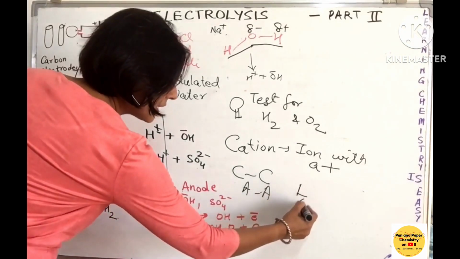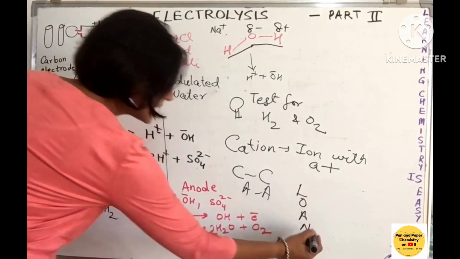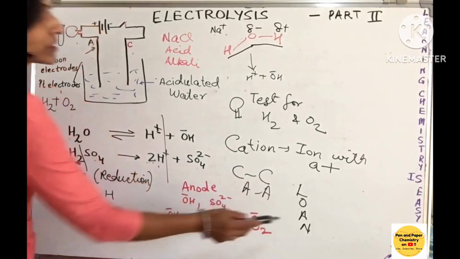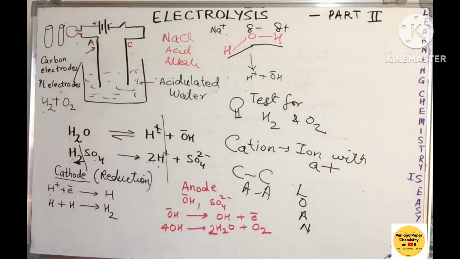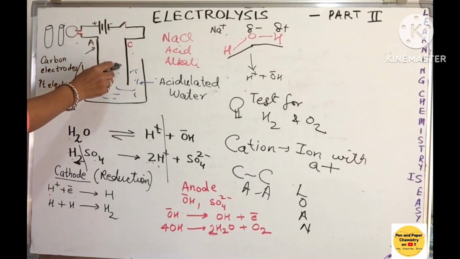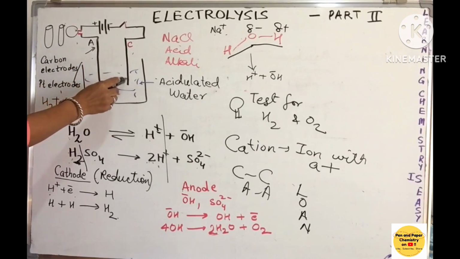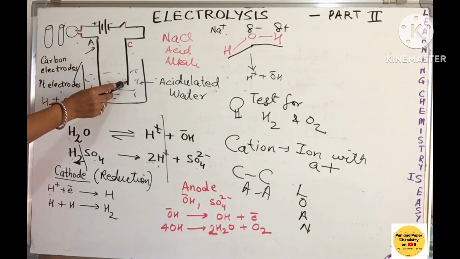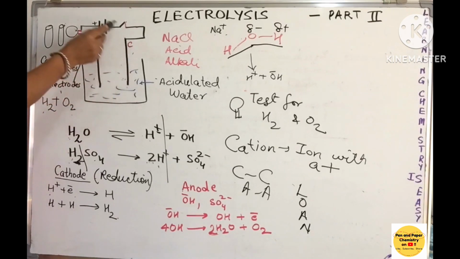Again I come back to the simple mnemonic, that is LOAN. Left hand side, oxidation, anode. Oxidation always takes place at the anode, because here the electrons are being supplied at the anode, whereas electrons are being consumed at the cathode. That is why the switch over.